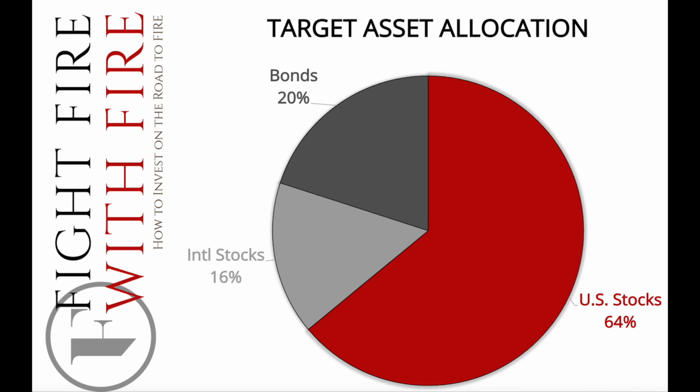Let's use the same example we had in part 14 when we talked about portfolio rebalancing. That means a target asset allocation of 64% US stocks, 16% international stocks, and 20% bonds. And let's also say we have a 401k and a Roth IRA that we're going to be using as our investment accounts. Let's look at how to set that up on the spreadsheet.